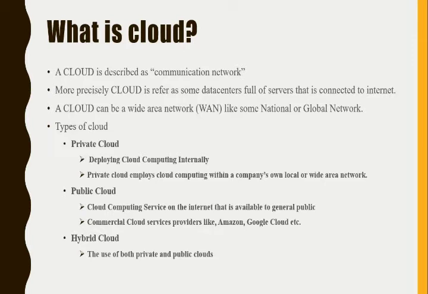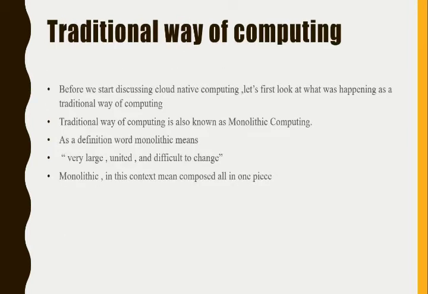Now, before coming toward cloud native computing, let's first look at what was happening as a traditional way of computing. The traditional way of computing is known as monolithic. Monolithic in this context means composing an application in a single piece. As the application is composed in one piece, the application becomes too large and complex. It becomes very difficult to make changes fast and correctly in this way of computing.